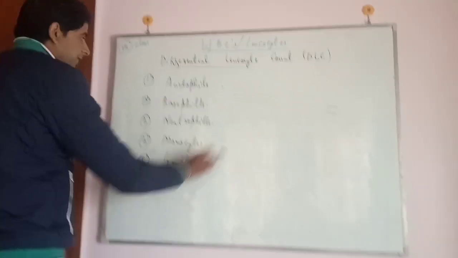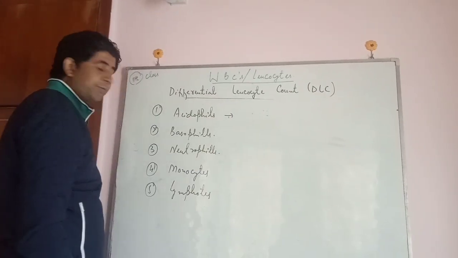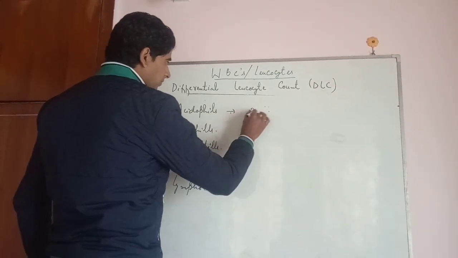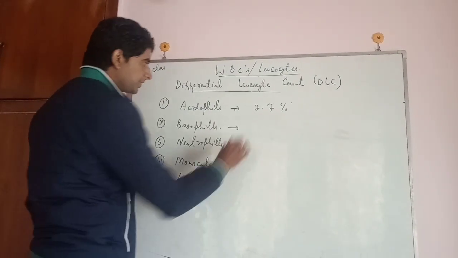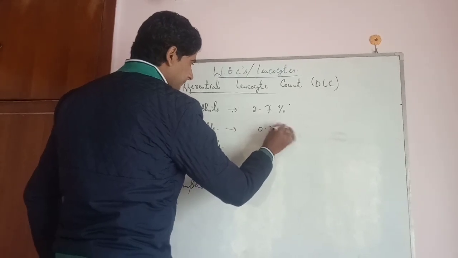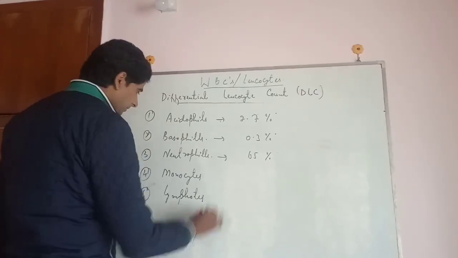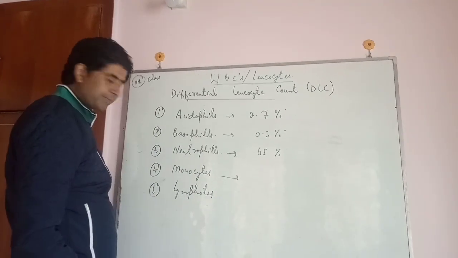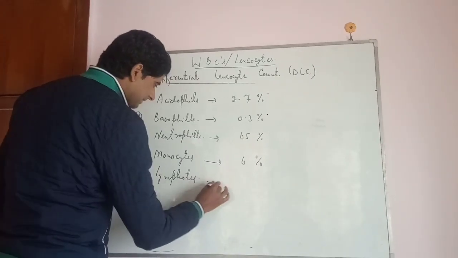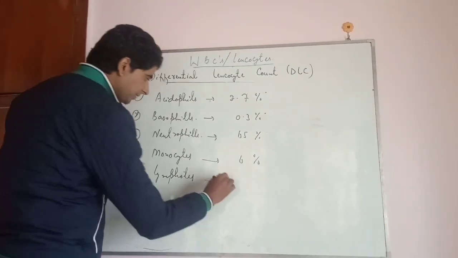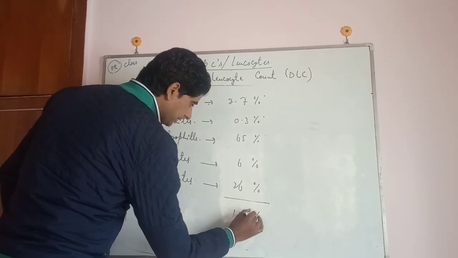So these are the different types of WBCs. The percentage of the acidophils is 2.7%. The percentage of the basophils is 0.3%. Neutrophils की percentage 65%. Monocytes की percentage 6%. While lymphocytes की percentage 26%. कुल मिला के it becomes 100%.